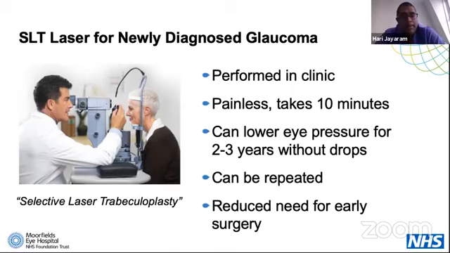And this is something that has its advantages. It can be performed in the clinic. It doesn't hurt. It takes about 10 minutes. And what's nice about this is it means it can lower your eye pressure for about 2 to 3 years without the need for any drops.